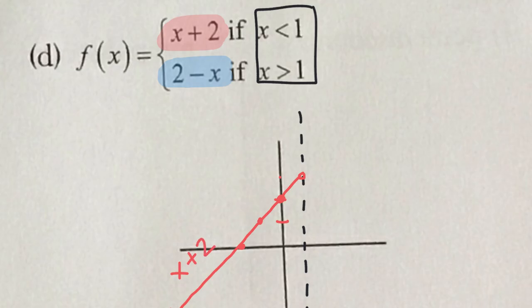Now let's graph the blue equation. It also has a y-intercept of 2, but that's outside of the domain, right? So we can only look at when x is greater than 1. So if we plug a 1 into here, 2 minus 1 is 1. So this graph starts at 1, 1 with an open circle, and it has a negative 1 slope. So down 1, right 1, down 1, right 1, down 1, right 1.